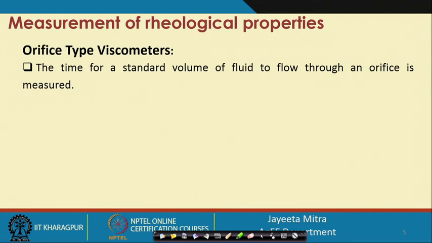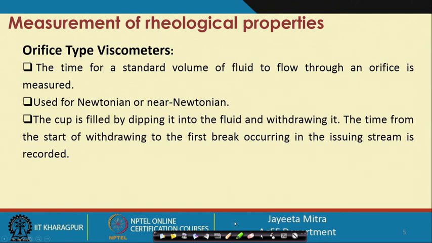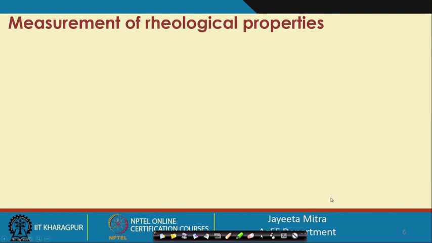The time for a standard volume of fluid to flow through an orifice is measured here, and it is used mostly for Newtonian and near Newtonian fluid. So, there is a cup here which is filled by dipping into the fluid and withdrawing it. The time from the start of withdrawing to the first break occurring in the issuing stream is recorded, and from that the measurement of viscosity is done.